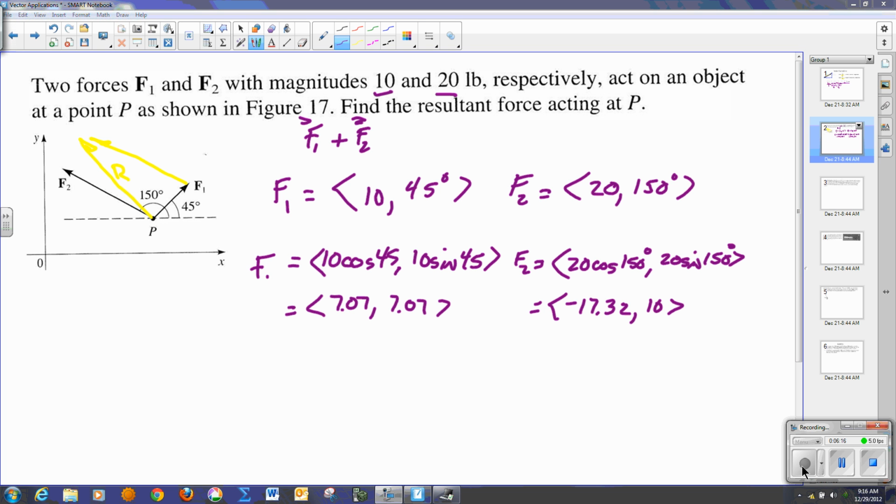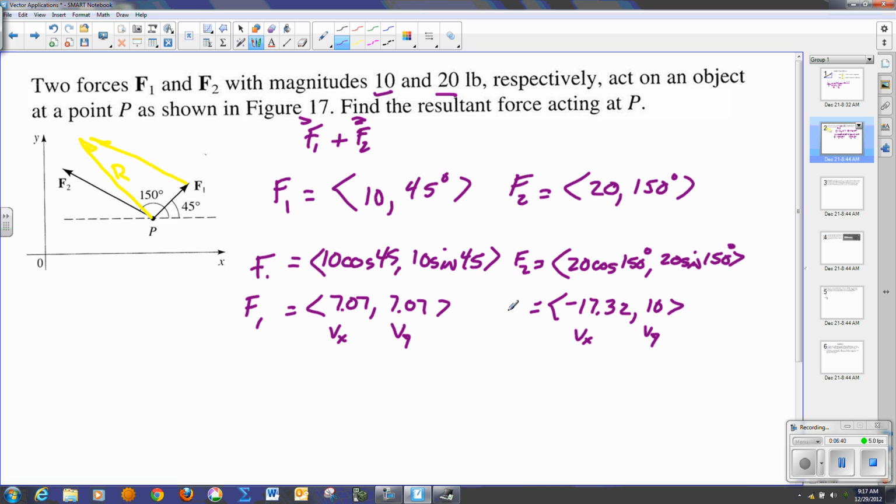So after doing these calculations, we see that we have an x component of 7.07 and the y component is also 7.07. And then we have an x component over here of negative 17.32 and a y component of 10.